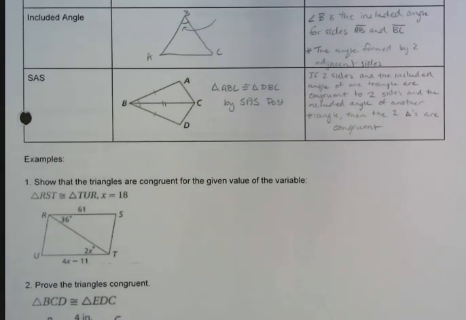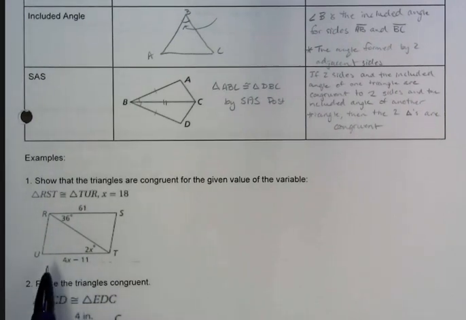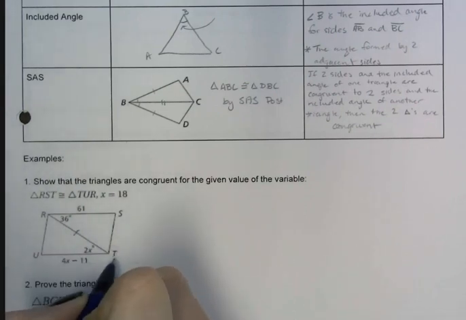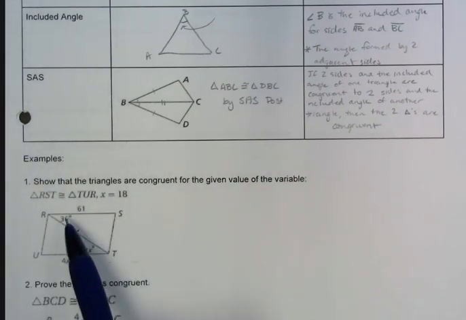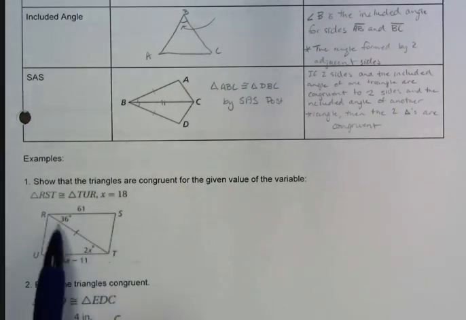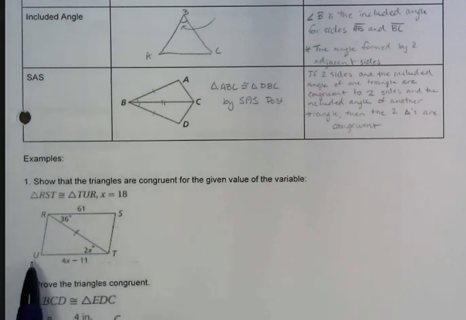In example 1, we're showing the triangles are congruent for the given value. So are they congruent for x equals 18? Remember what needs to happen. I've got one shared side here, so RT is congruent to TR. This angle needs to also be 36, and then this side needs to also be 61, so that I have side, congruent angle, congruent side.